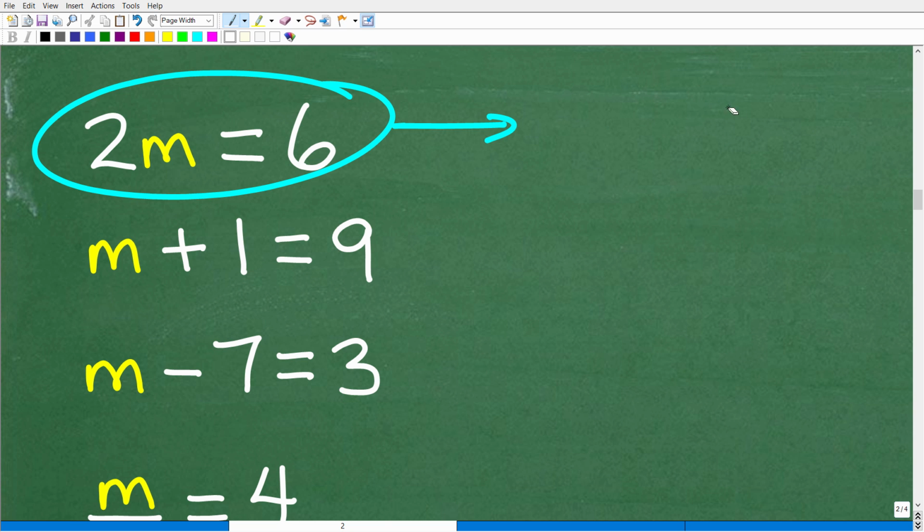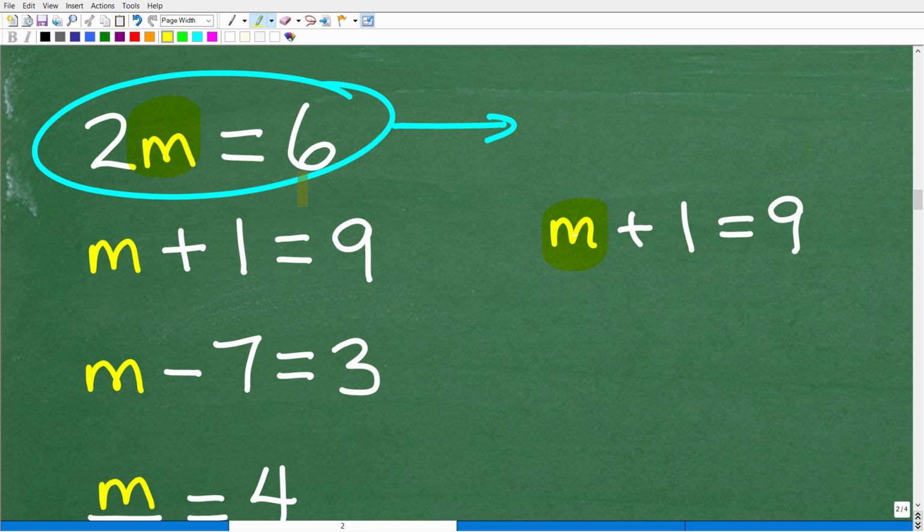All right, now how about this one right here? So m plus 1 is equal to 9. All right, so m is some number, right? So these are just numbers. This is like saying 2 times some number is equal to 6.